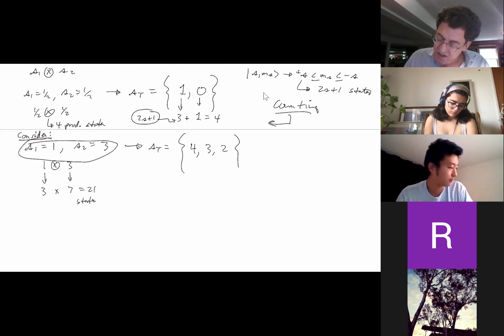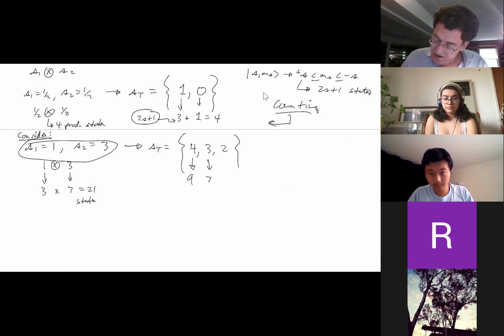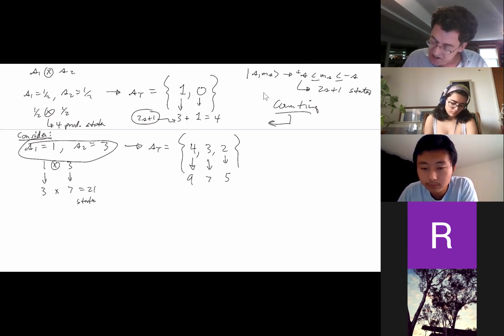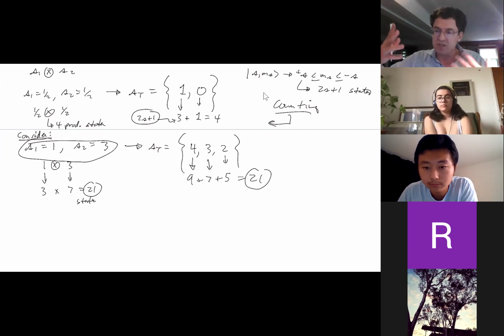And let's count them. So how many states have spin 4? Remember, it's 2S plus 1. 9, that's right. And then for spin 3, it's 7, and for spin 2, 5. So now let's add it up. 9 and 7 is 16 plus 5, 21. Okay, I want you to see that it's a basis transformation. So when you change basis, you always have the same number of states.